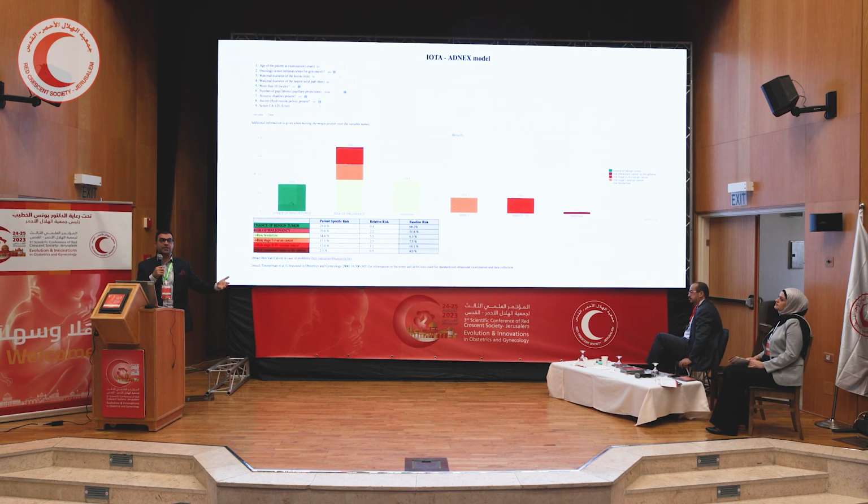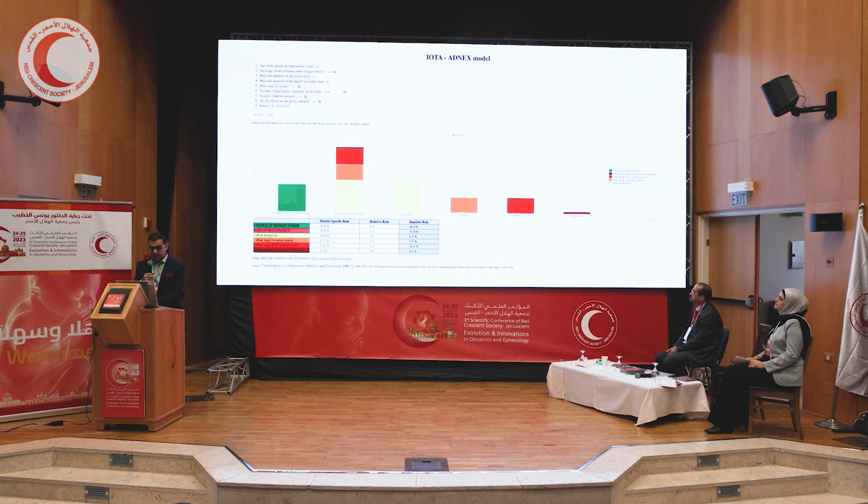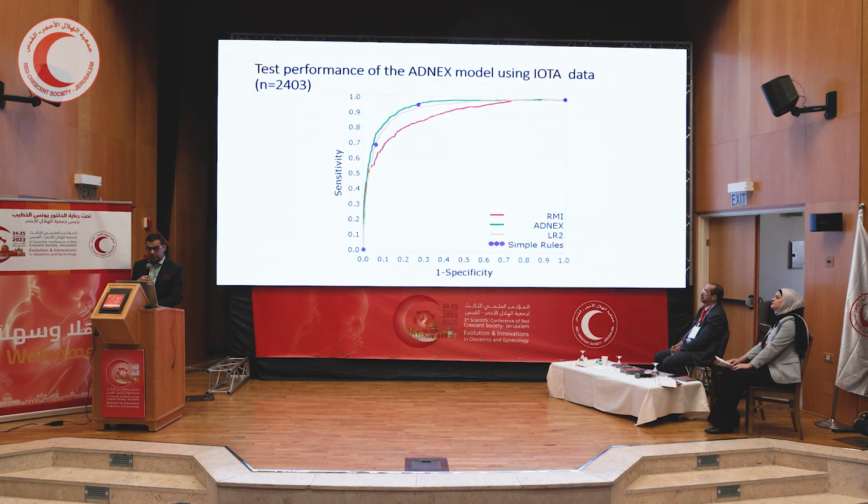And with all other lesions, there are 6 features that you need to check. Again, these are the questions: age, oncology center, maximal diameter of the lesion, maximum diameter of the largest solid part, more than 10 locules, papillary projections, less than 3 or more than 3, acoustic shadow present, yes or no, ascites, yes or no, and CA125. If you don't have the value, just click and you will get that analysis. At least it will help you where to start.